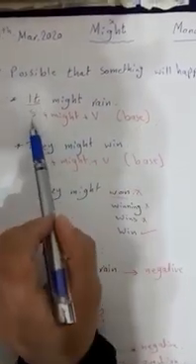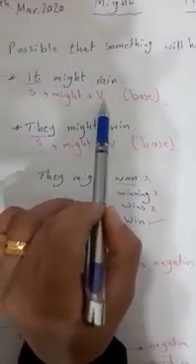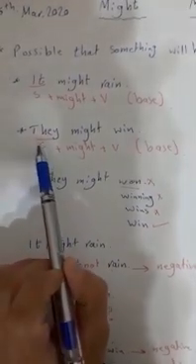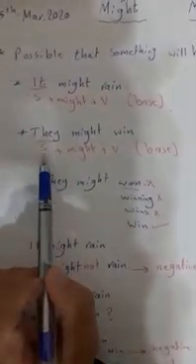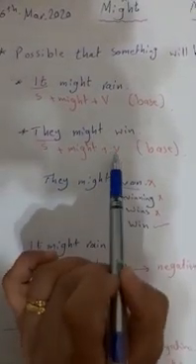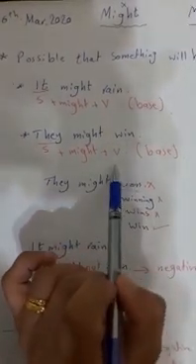So at first, where is the subject? It plus might plus verb, and this verb is base. Example number 2. They might win. What is the subject? Yes, they, plus might, plus verb. This verb is base form.